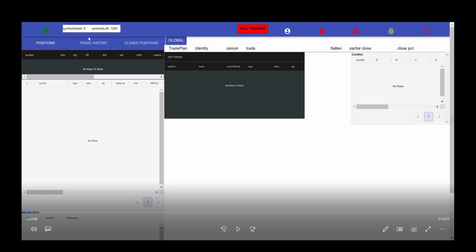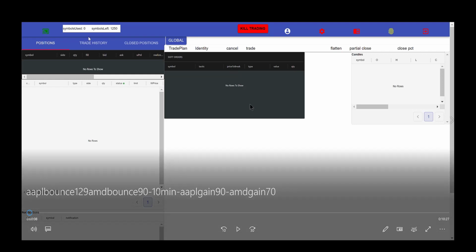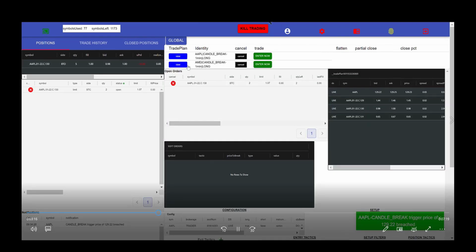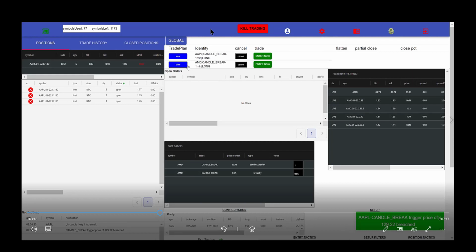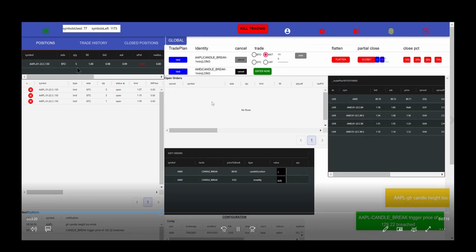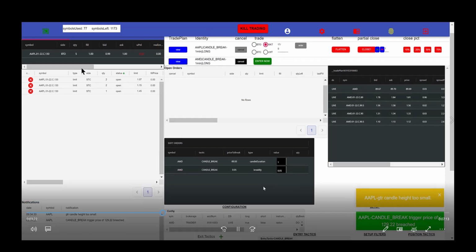In the interest of time, I'm going to skip to where the first trade plan gets filled. We have other videos where you can see more about how to create a trade plan. All right, and the candle breaks. So we are now in. We have a quantity of 5.